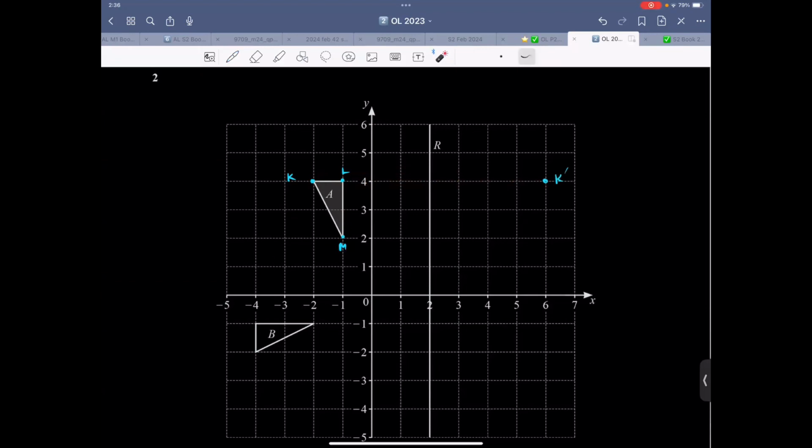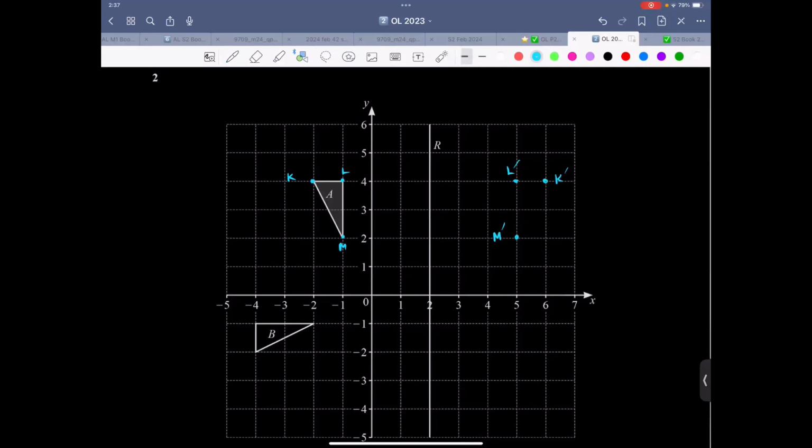Now focus on L. This is 1, this is 2, this is 3. So therefore 1, 2, and 3. So this is L prime. And the third one, M is 2 units below L. So M prime should be 2 units below this.